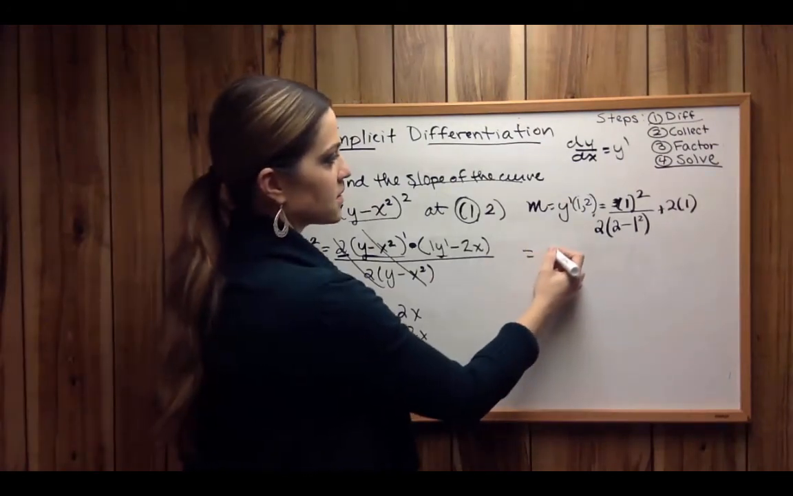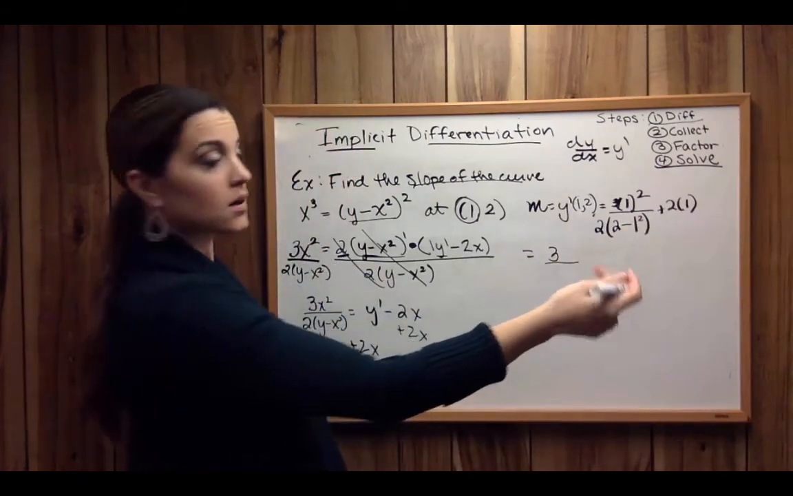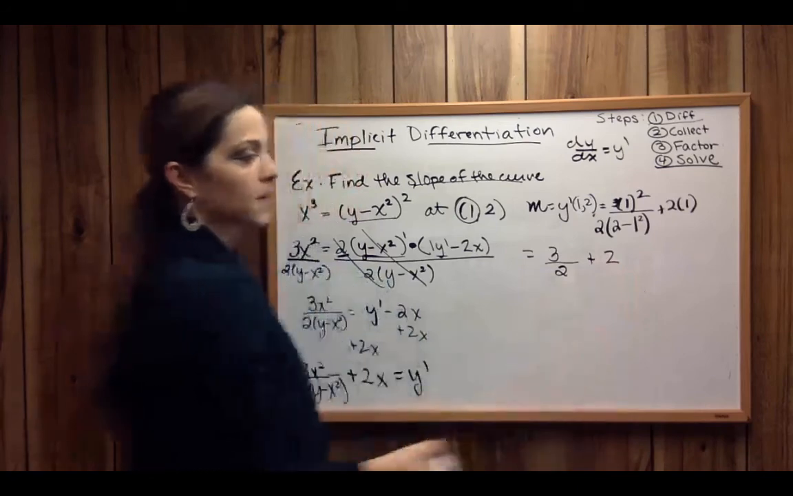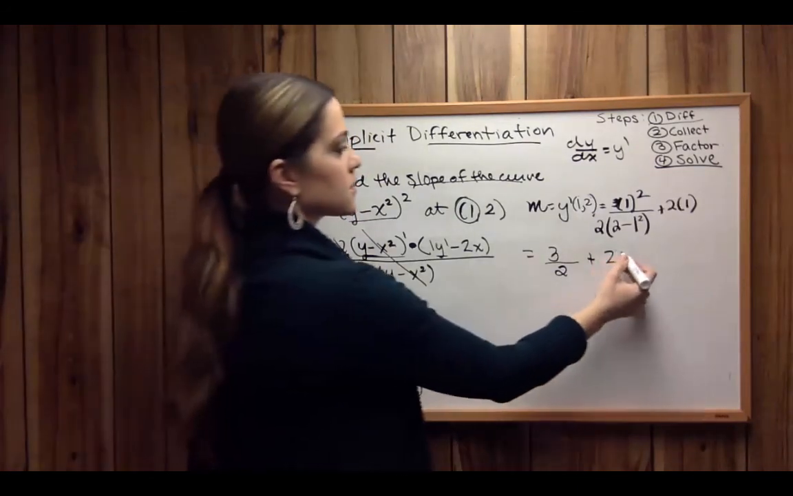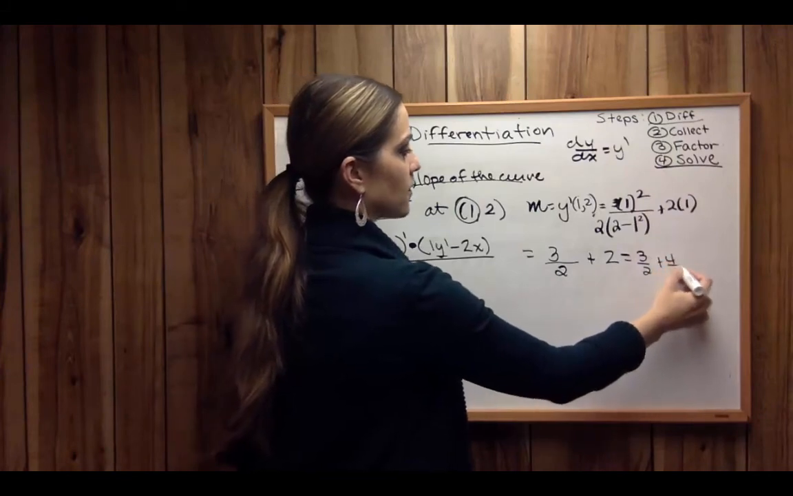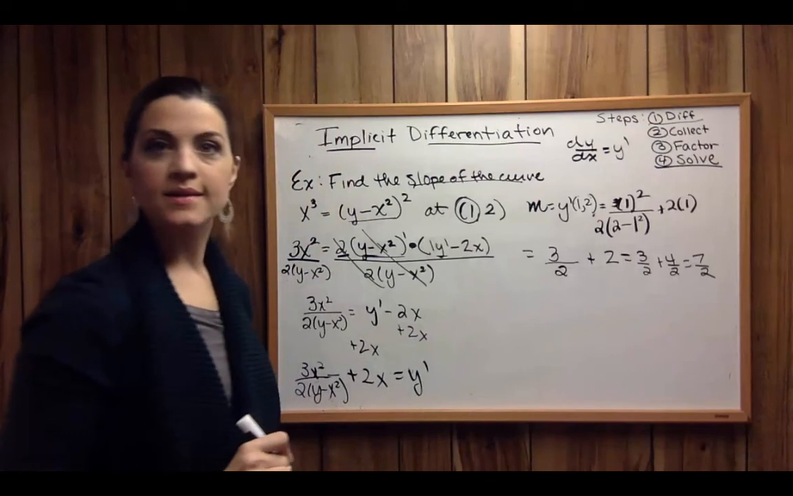When we evaluate this, we get 3 all over 2 minus 1 squared is 1, times 2 is 2, plus 2. And that becomes 3 all over 2 plus 4 all over 2. So the slope of the curve at that point is 7/2.